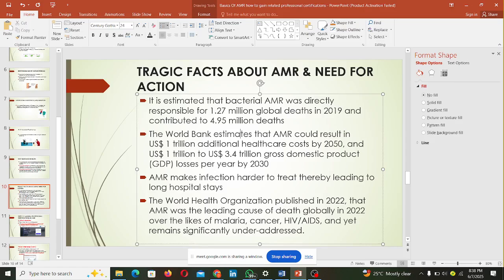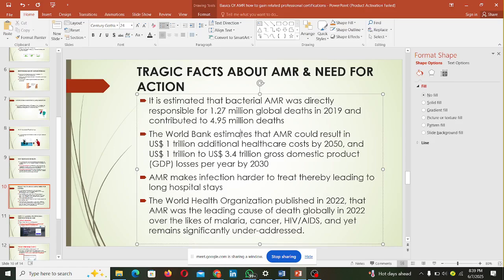Okay. And even the World Bank estimated that AMR could result in $1 trillion additional healthcare costs by 2050 and $1 trillion to $3.4 trillion gross domestic product losses per year by 2030. Look at the big amount of money that we're about to lose if antimicrobial resistance continues. And AMR makes infection harder to treat, thereby leading to long hospital stays. I've talked about that earlier. And the World Health Organization published in 2022 that AMR was the leading cause of death globally, over the likes of malaria, cancer, HIV/AIDS, and yet it remains significantly underaddressed.